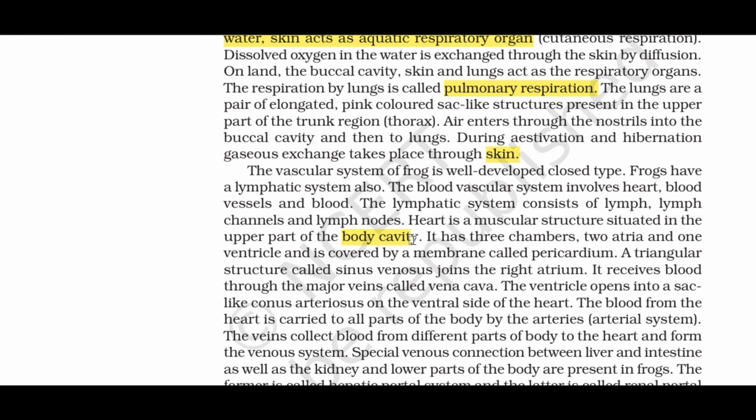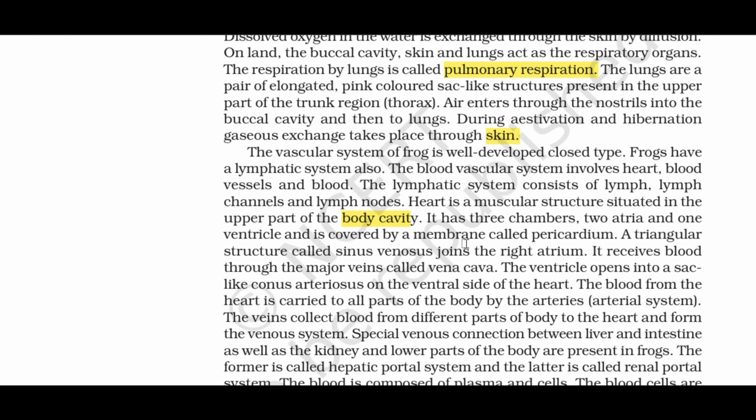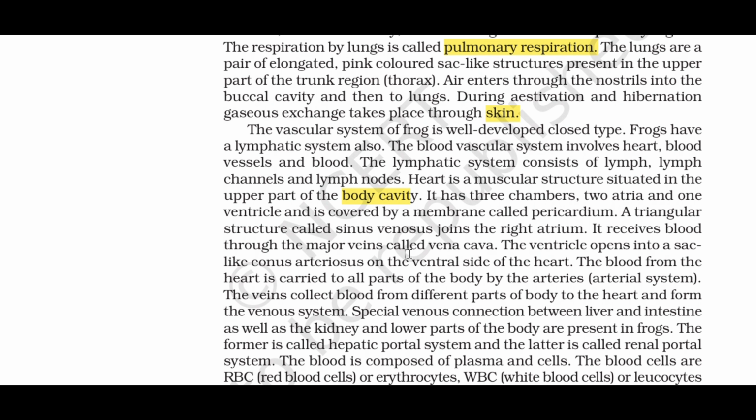It has 3 chambers, 2 atria and 1 ventricle, and is covered by a membrane called the pericardium. A triangular structure called the sinus venosus joins the right atrium. It receives blood through the major veins called vena cava. The ventricle opens into a sac-like conus arteriosus on the ventral side of the heart.